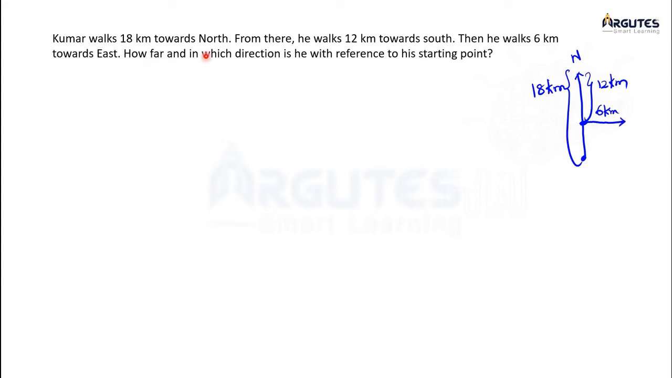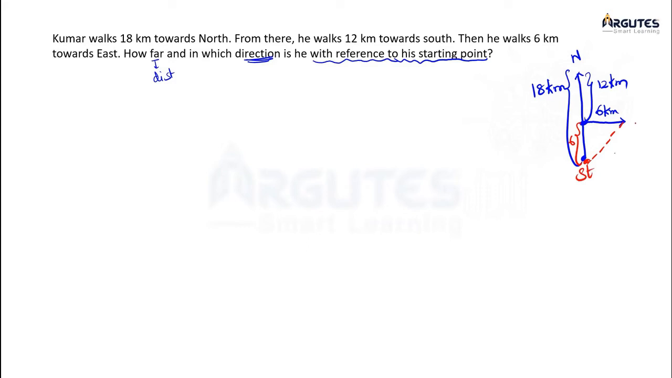How far? So I should find what? Distance, right? I should find the distance. And in which direction? I should also find the direction with reference to his starting point. So that is most important, with reference to his starting point. Now listen, totally this is 18 and from here to here it is 12. So what is the remaining distance? It is 6 km.